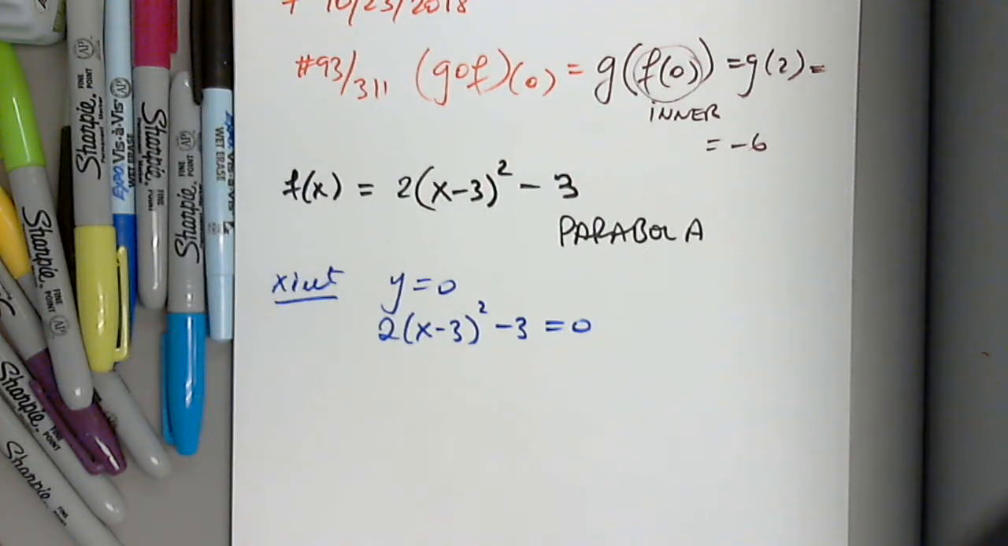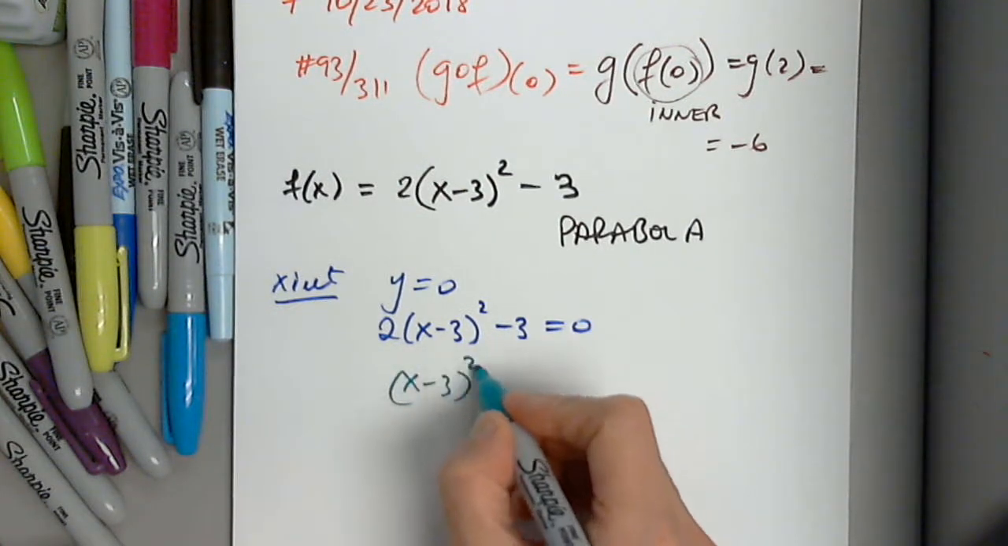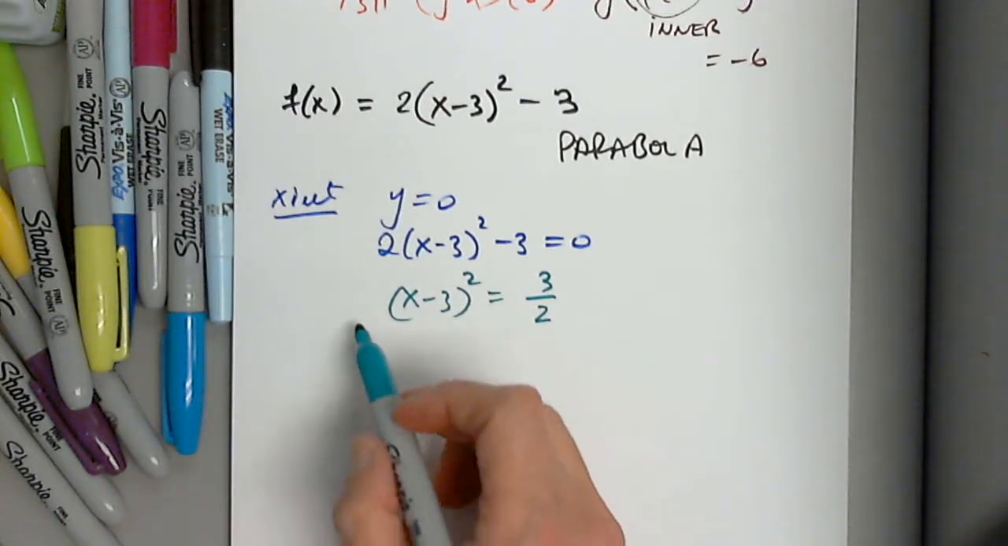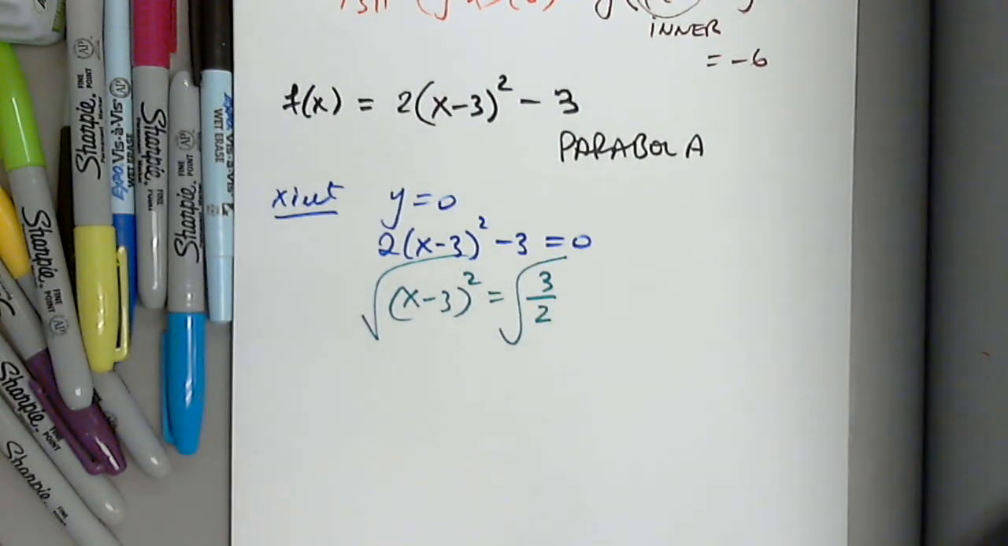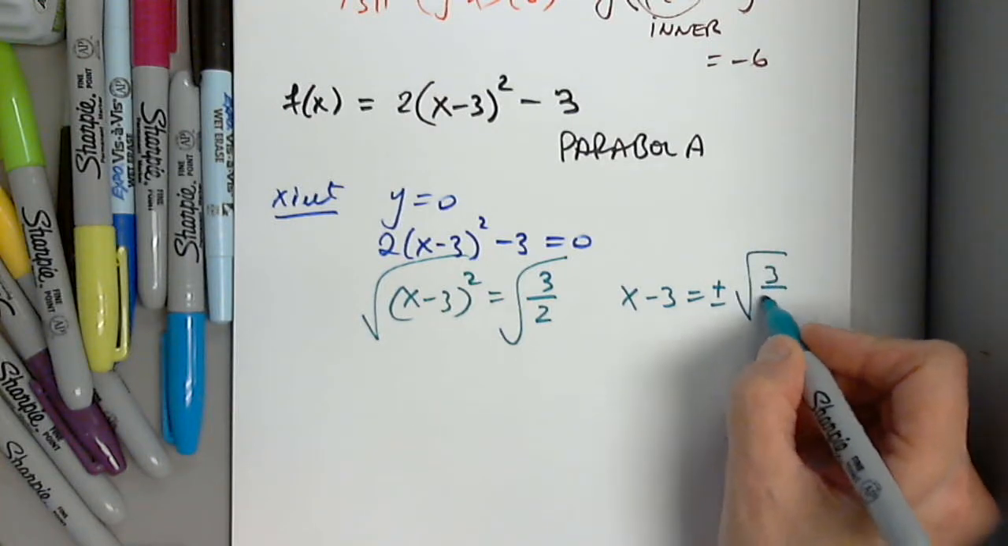Taking the square root. Awesome. So I will move 3 and divide by 2. It's a must. So move 3, divide by 2. And only now I take the square root. I have to remember something very important, because if I don't, I will only get one solution instead of 2. Correct. So then I have x minus 3 equals plus or minus the square root of 3/2.